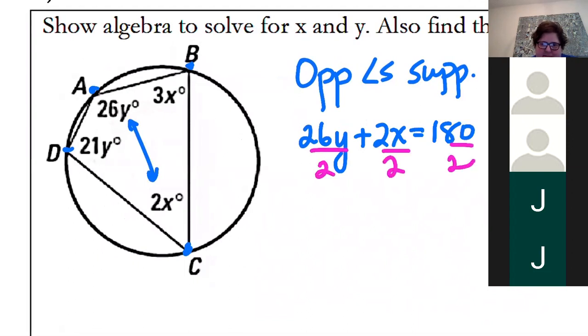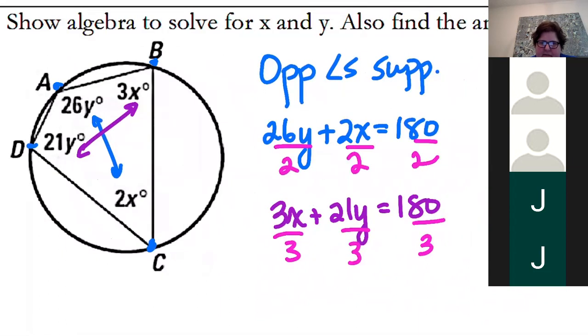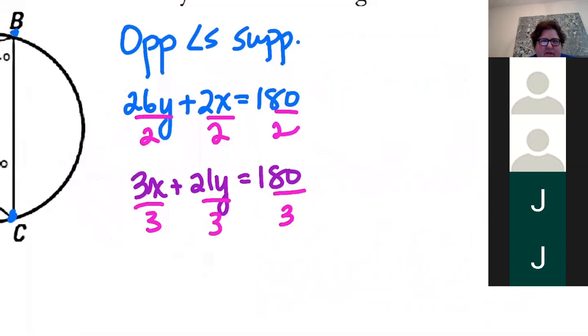And then these two would add to 180. So 3x plus 21y equals 180. And I would simplify that, divide through by 3. And then you do elimination or substitution from there. But it'll make those numbers smaller if you simplify them along the way. You could just multiply this one by, for example, -3, and this one by 2, and do it that way. It's just that those numbers will be kind of large.